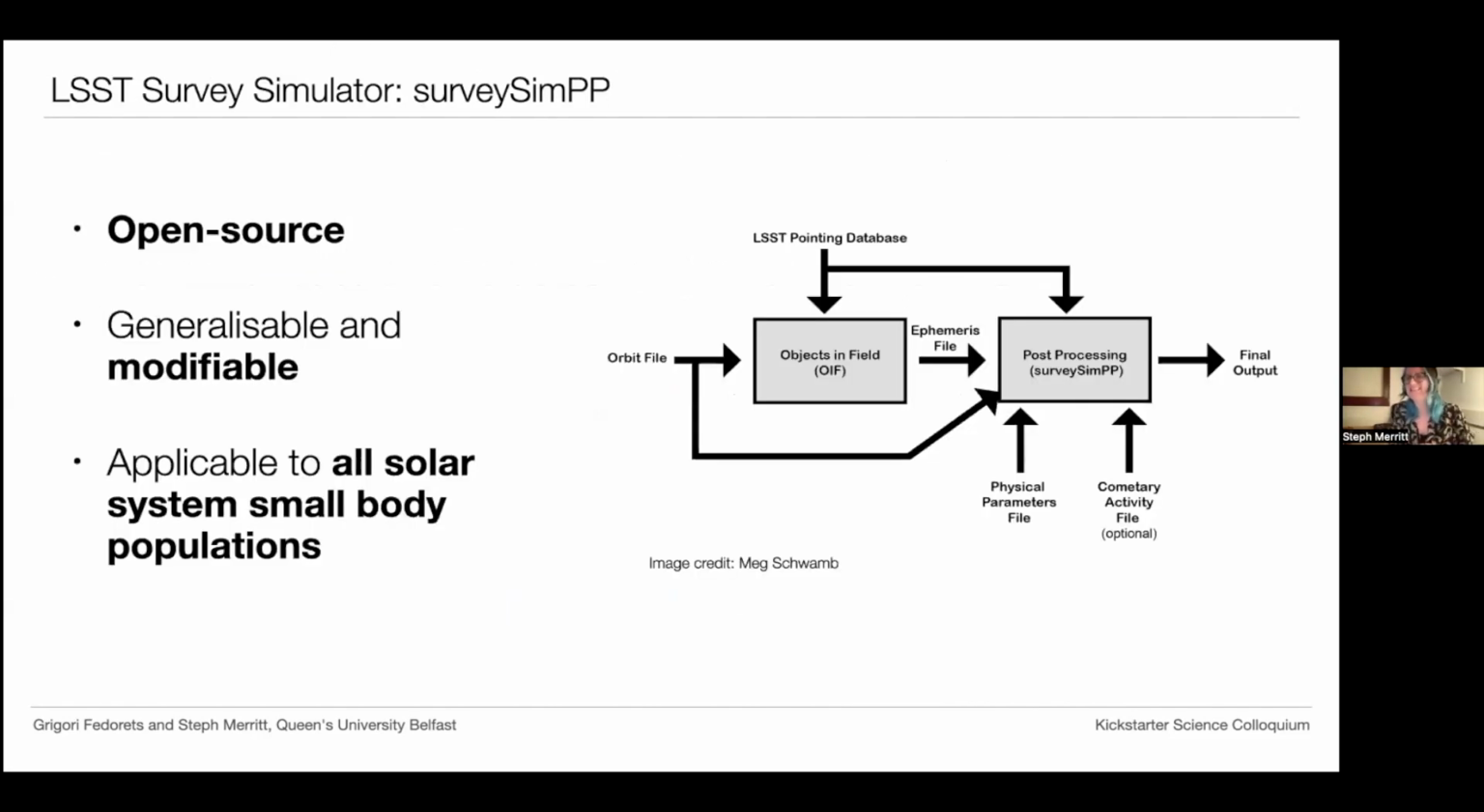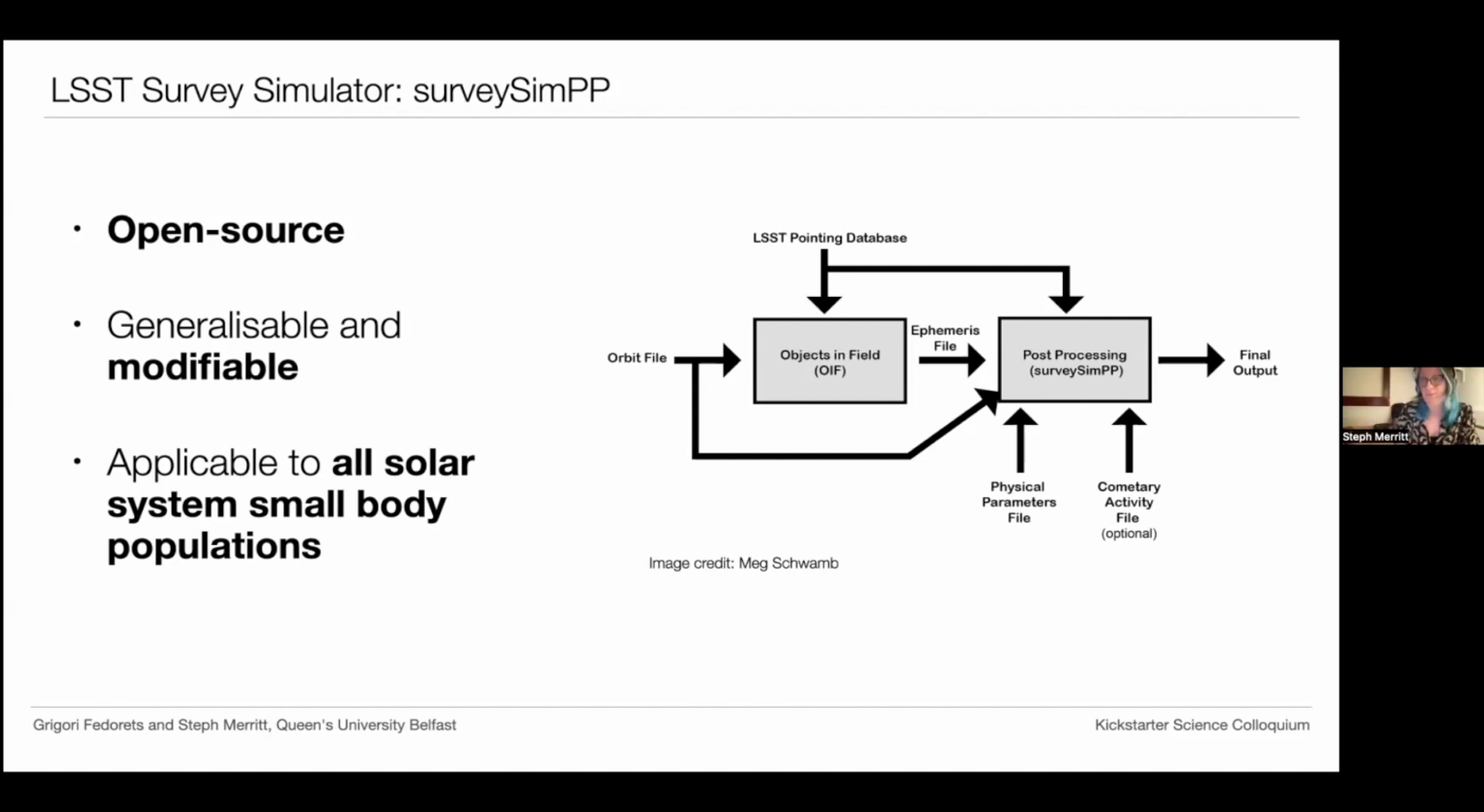So our survey simulator, surveySimPP, is entirely open source, built in Python using pandas, and it was created to be really generalizable and really modular. Each bias is modeled by a filter. All filters can be turned off and on via a config file or customized by the user. Adding new filters is also very easy. And the really big thing is that it is applicable to all solar system small body populations, from near-Earth objects to trans-Neptunian objects and everything in between.